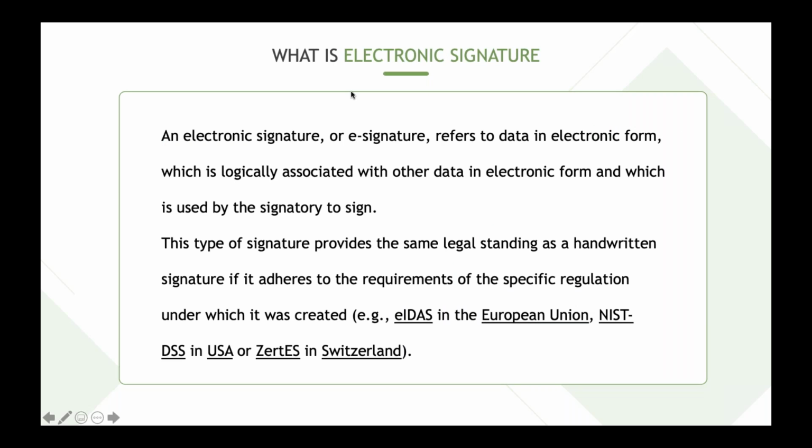So coming to that point is electronic signature. So what is an electronic signature? This is a definition: an electronic signature refers to data in electronic form which is logically associated with other data in electronic form and which is used by the signatory to sign. In simple terms, it is nothing but signing documents online using electronic means. You sign documents using a tablet, a mobile, or a laptop, so you don't need all the paper stuff. This type of signature provides the same legal standing as a handwritten signature.